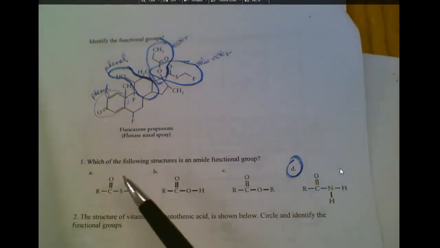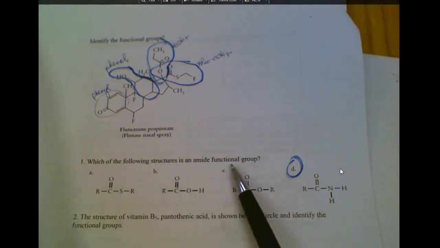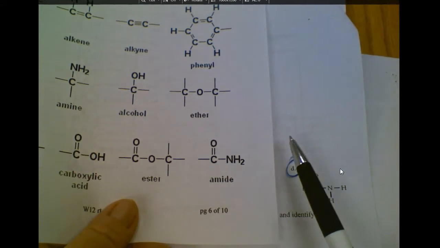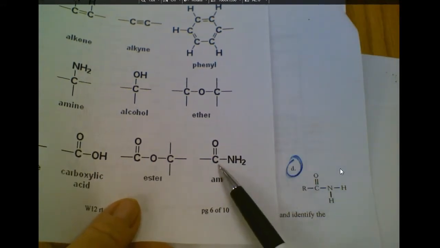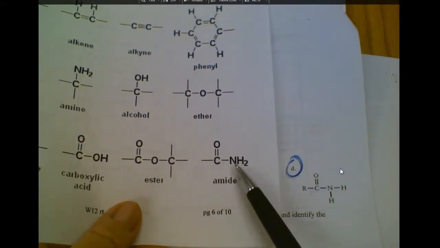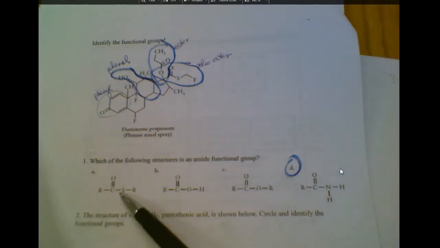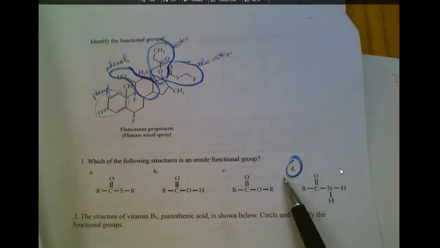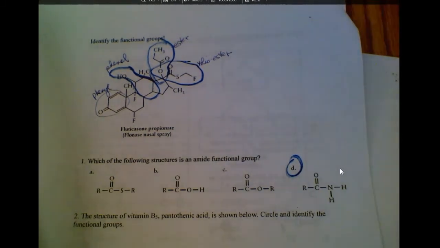So if we look at this, it goes, which of the following structures is an amide functional group? So let's go and look at our sheet. It's in the bottom right-hand corner, and you see an amide here has a C double bond O NH2. So if we look at all these, there's no N here, no N here, no N here. Whoops, there's a C double bond O NH2, so it's got to be D.